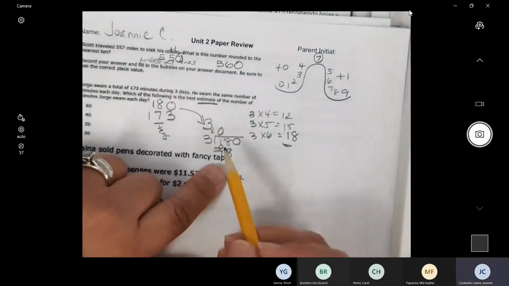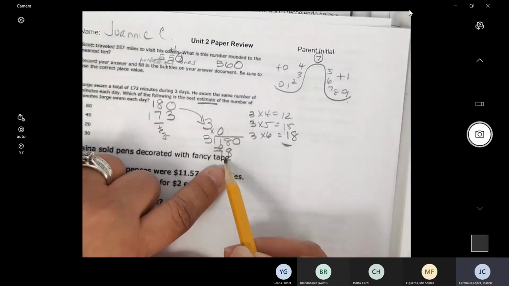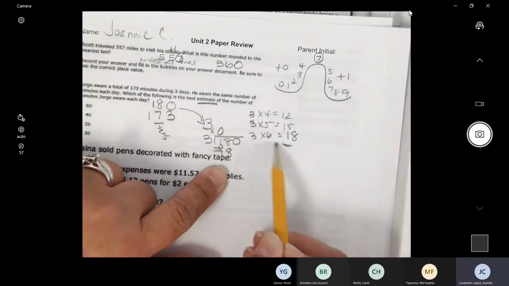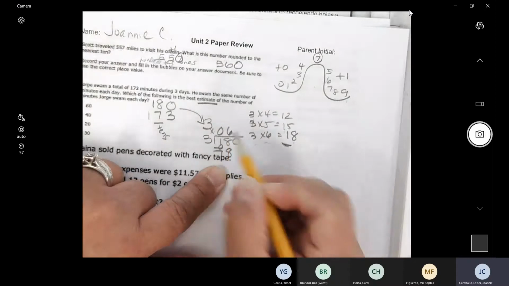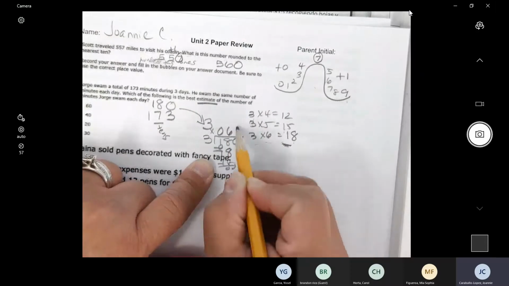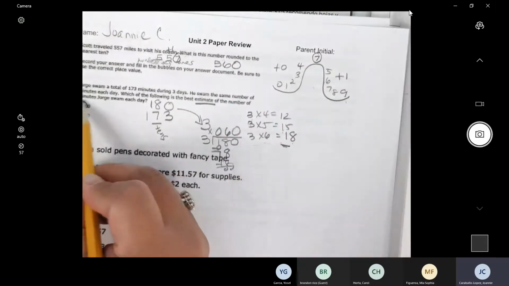So what do I have here? Now I'm going to say 3 times what number gives me 18? I know that 3 times 6 is 18. So here I put my 6. Okay. And then I know this is going to be 60. So my answer is F.